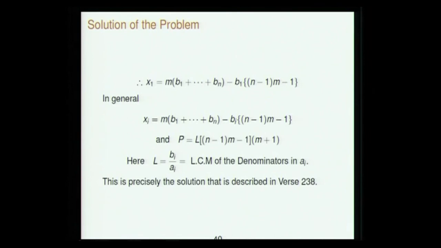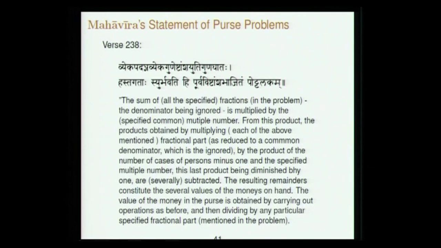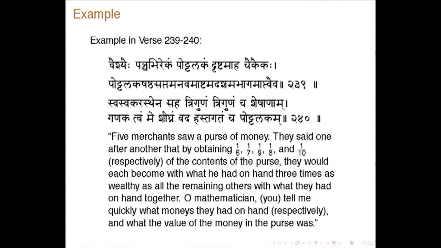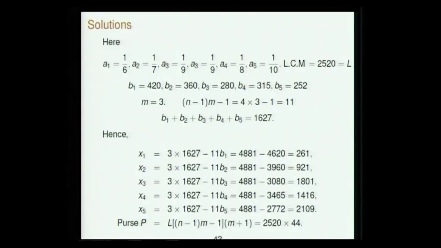If you try to solve these problems to get some integral solution, you will know that he has chosen them very nicely. So he has stated this, and I have given some examples also. Five merchants have a purse of money. They said one after another that by obtaining 1/6, 1/7, 1/9, 1/8, and 1/10 respectively of the contents of the purse, they would each become 3 times as wealthy as all the remaining others together, with what they had on hand. Oh mathematician, tell me quickly what money they had on hand and what the value of the money in the purse was. To solve this, the fractions are this, and you can take the LCM, which will be this. The solution will be given here, and the purse is this amount.